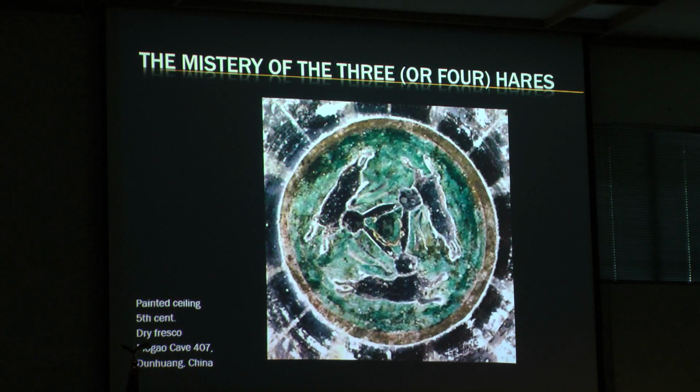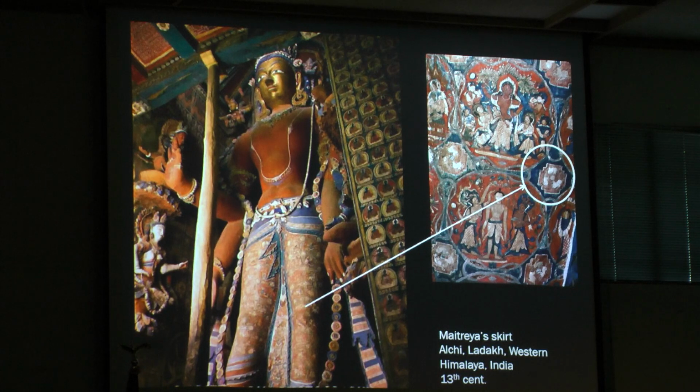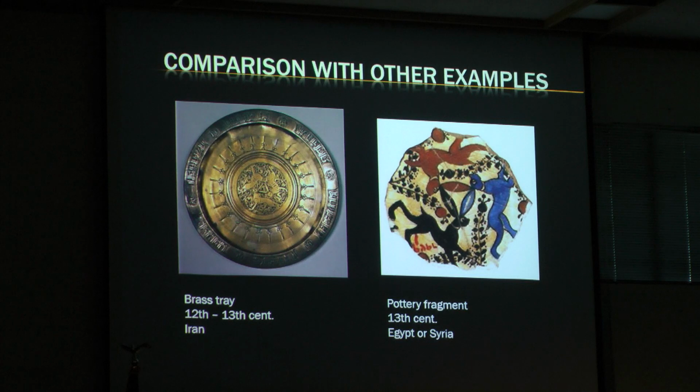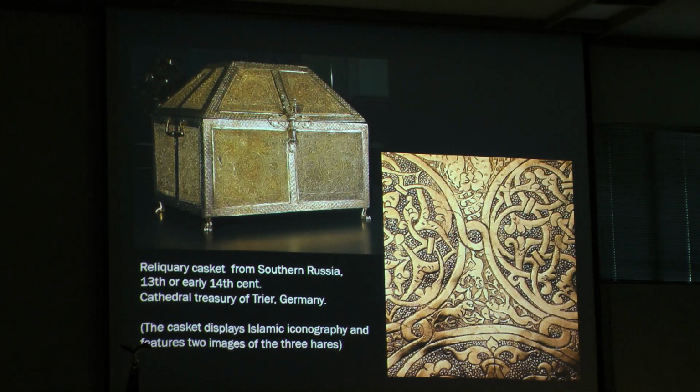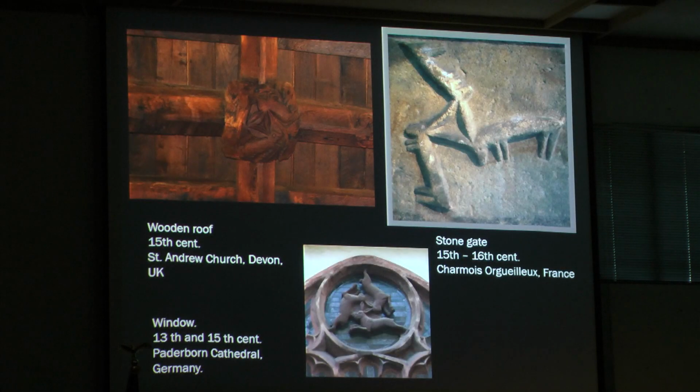Although rare on textiles, the pattern seems to be very popular during the Mongols. It appears, just to give you some example, on the skirt of the giant Maitreya sculpture in the Sumtsek in the monastic robe of Alchi in the western Himalayan India, on a breast tray from Iran and a pottery from Egypt or Syria, and also on a reliquary casket from southern Russia, forming golden hoard of the Mongols, and in Christian context, especially in Northern Europe.